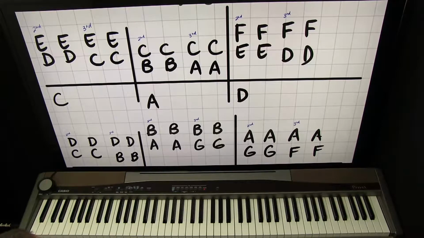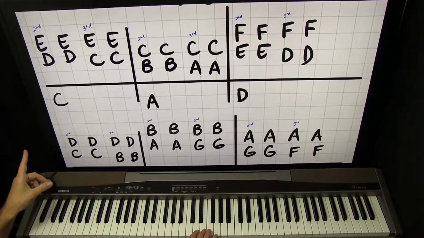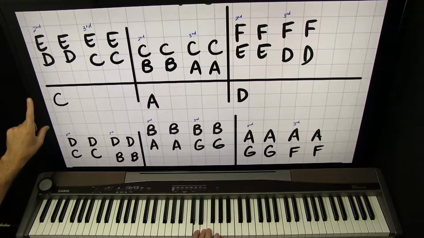All right? So what I did here, I have a piano sound layered with a string sound to just make it sound a little more full. But let's take the strings off and just use the piano here. D and E for a second.